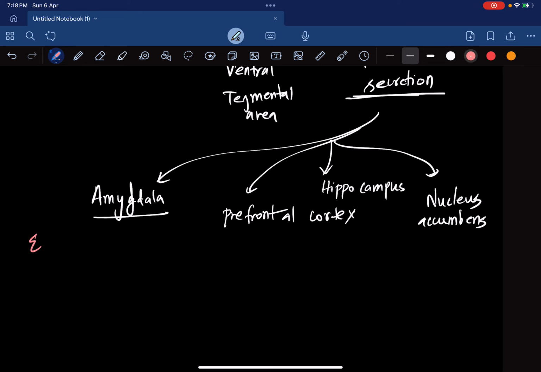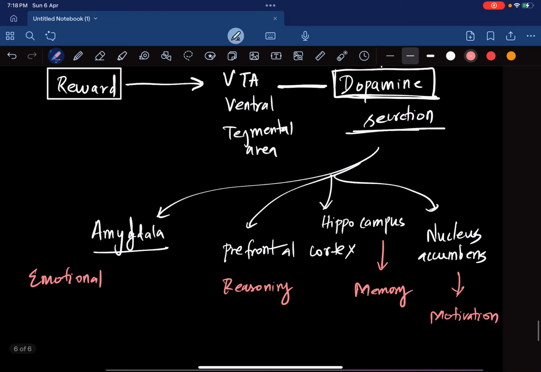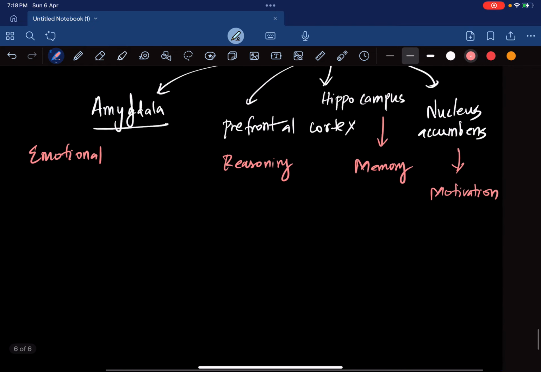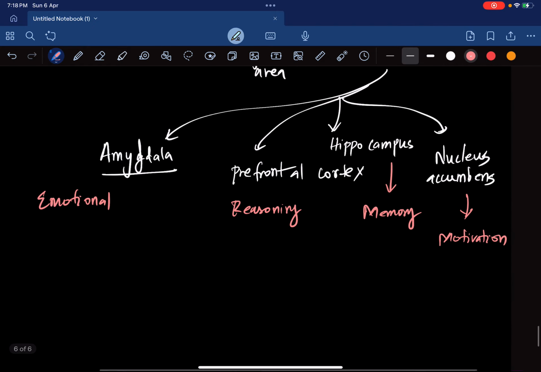Amygdala is basically the emotional brain. Prefrontal cortex is the reasoning brain. Hippocampus is the memory brain. Nucleus accumbens is the motivational brain. Now let's go back to the same instance of me writing a test and coming in the first top 5% of my class.